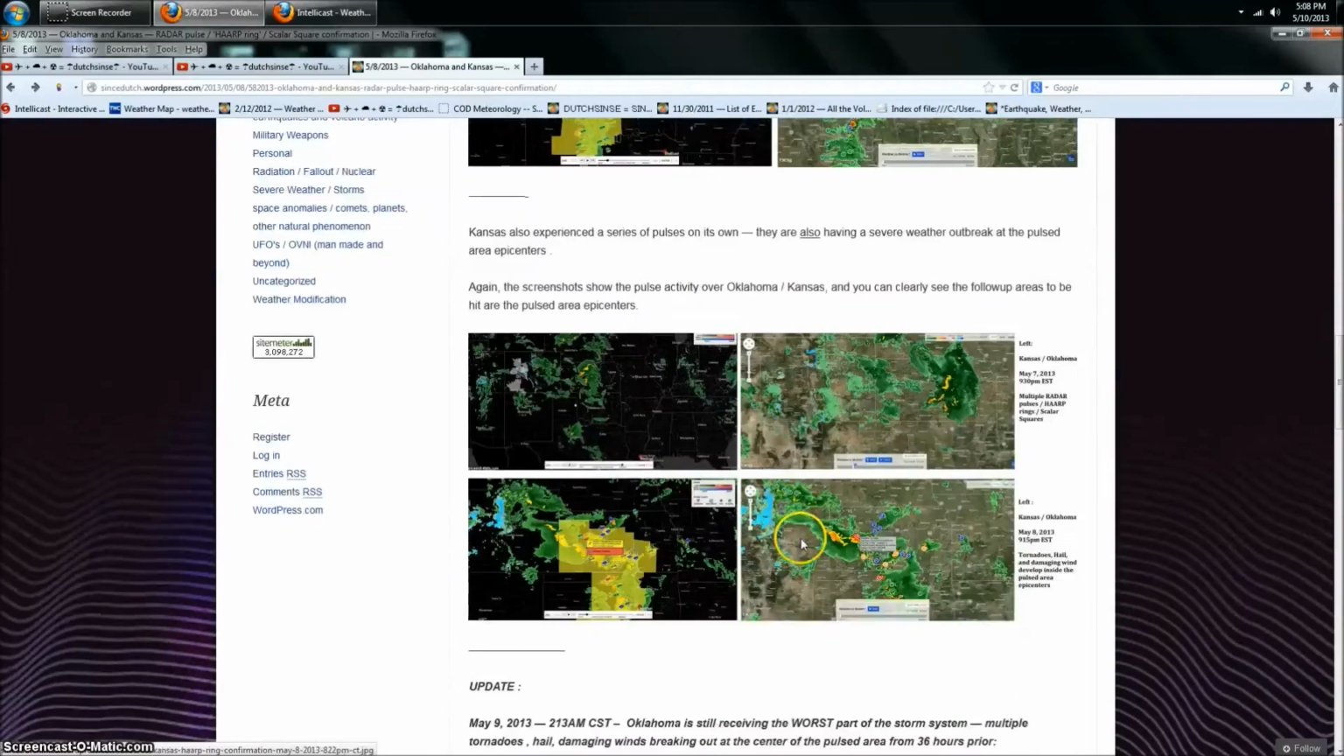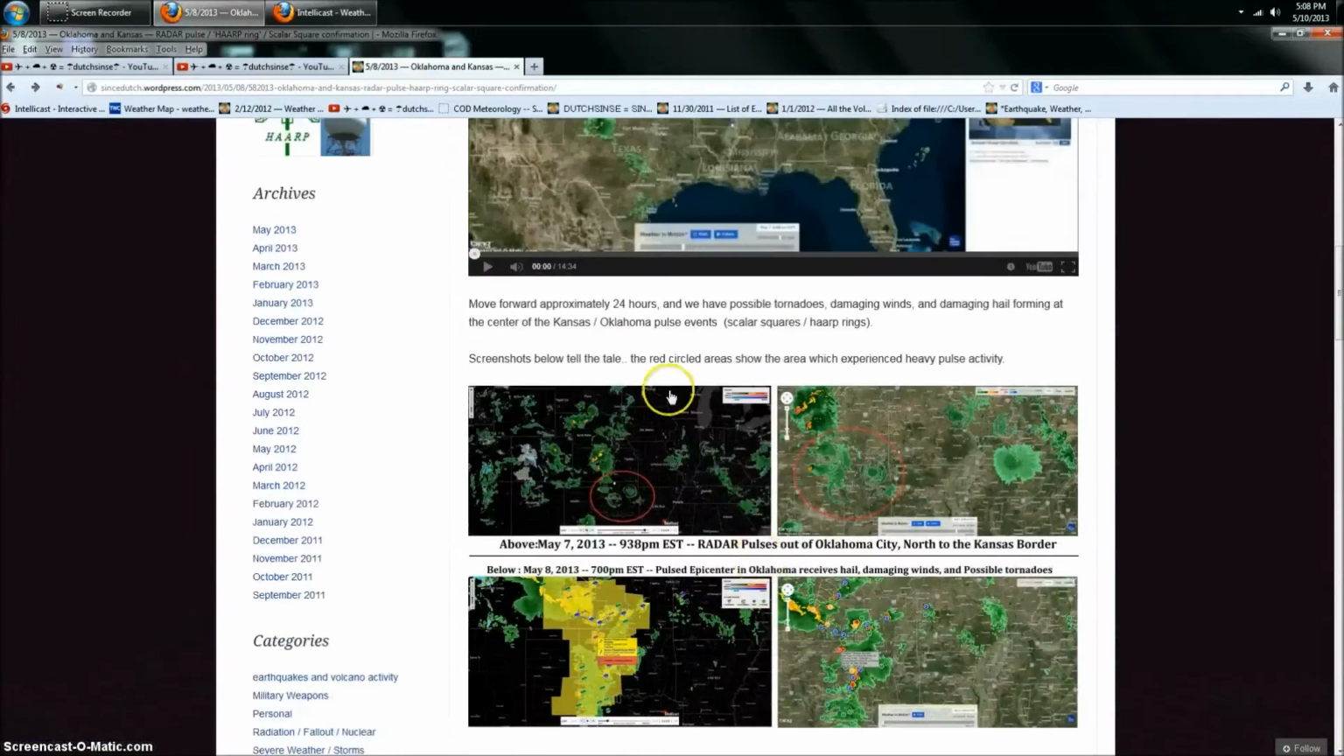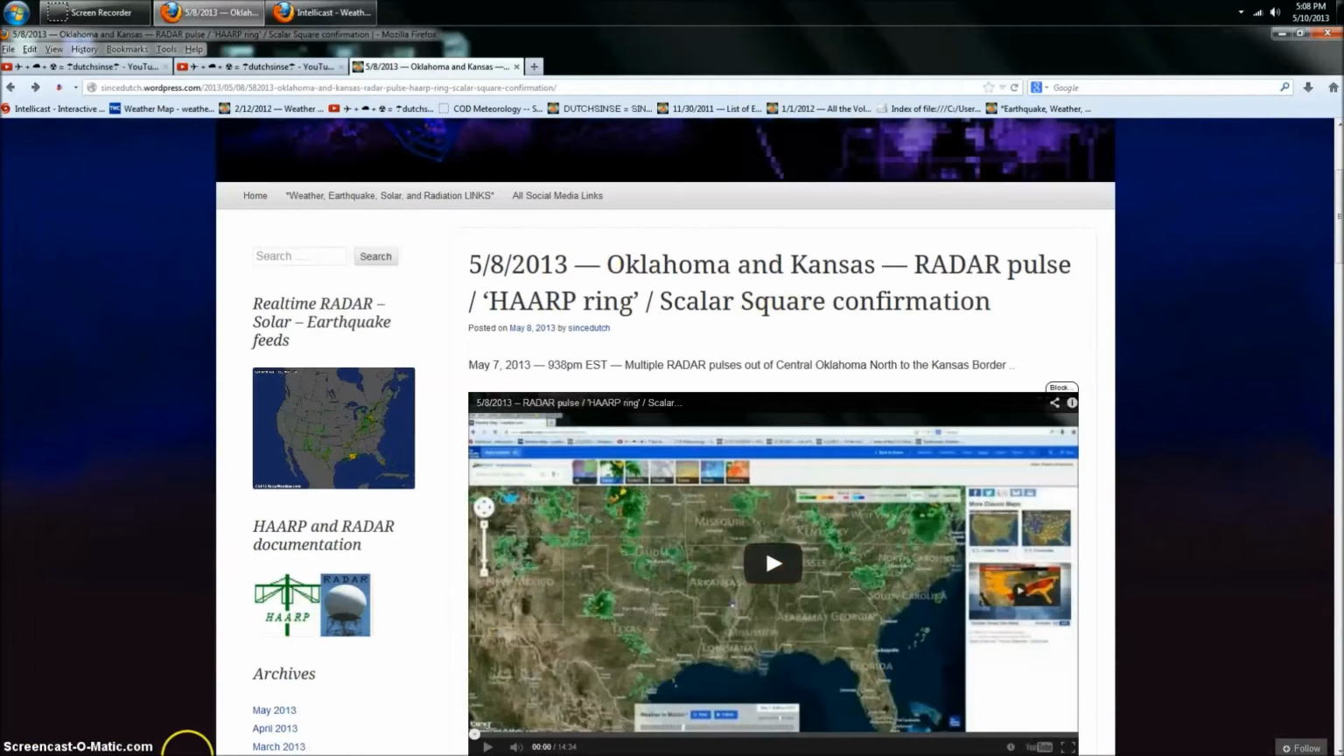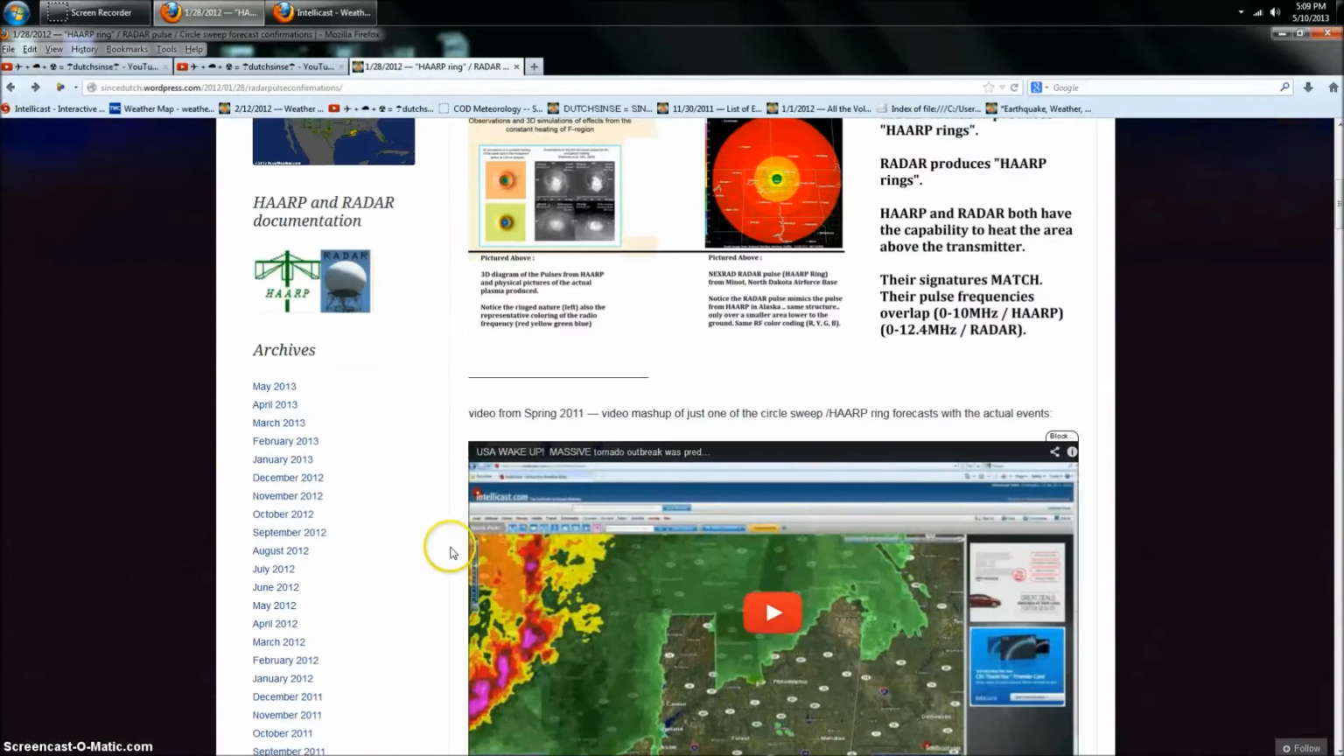So that's really 3 confirmations, or 2, on one forecast alone, which is just me showing you that the pulses are occurring and then coming back and showing you the storms that follow those pulses. Over 100 times, folks. So that's why I don't do it now in the videos. What's the point? I've documented it over 100 times.